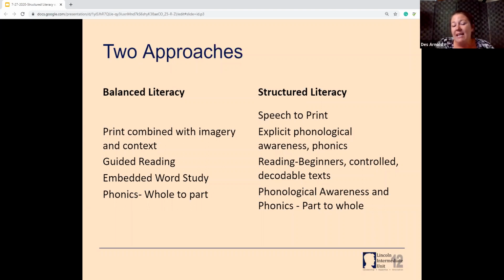The books that you would find in a structured literacy program are beginners, controlled texts, decodable texts, connected texts. And the phonological awareness and phonics portion is part to whole, starting with sounds, blending, and segmenting, starting with the smallest unit of sound and building onto that.